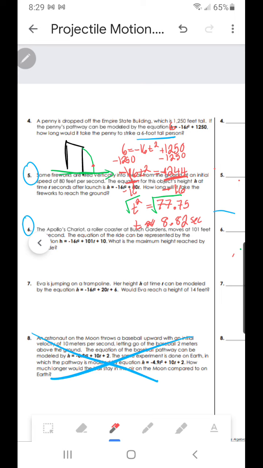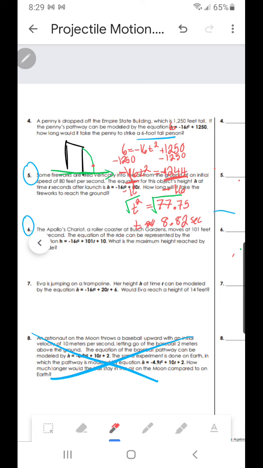Okay, so if you throw a penny off the Empire State Building, it's only going to take 8.82 seconds for it to hit a 6-foot tall person. Now I would imagine for it to hit the ground, it won't be too much more. I would guess probably less than 9 seconds. But you can check it out if you want to see.